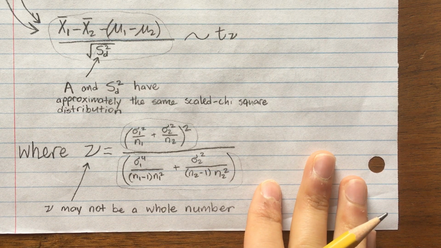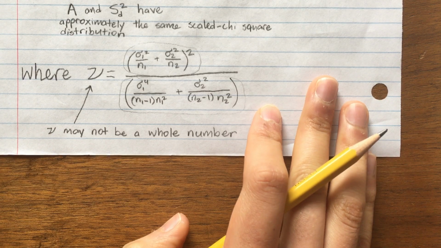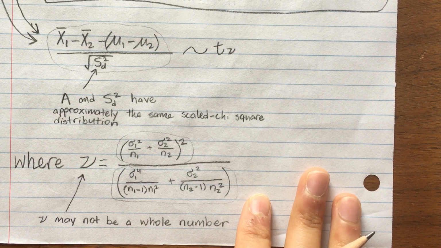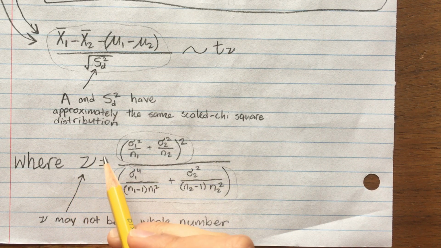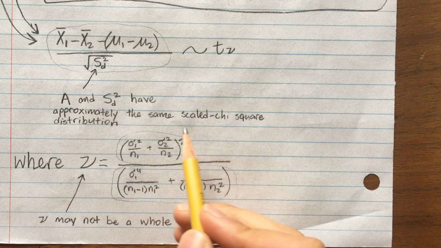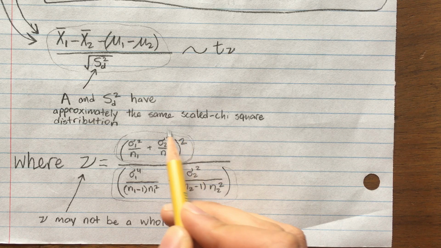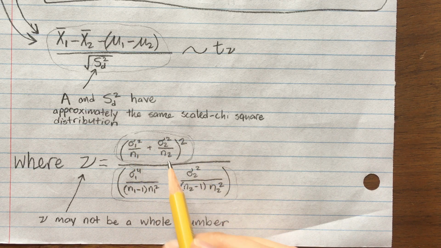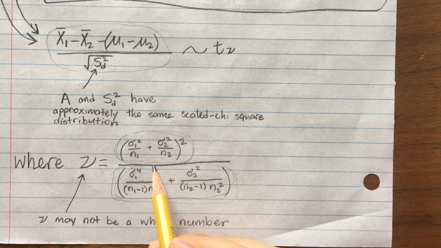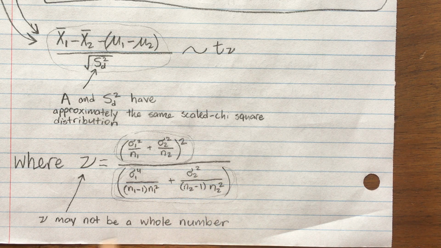And finally, let's just show that this is our formula for V from the previous page. This was the expected value of SD squared, the quantity squared, and then this denominator was the variance of SD squared. It's important to note that V may not be a whole number, as is typical, but this doesn't usually cause very many problems.